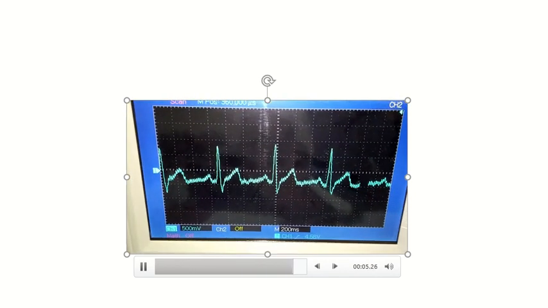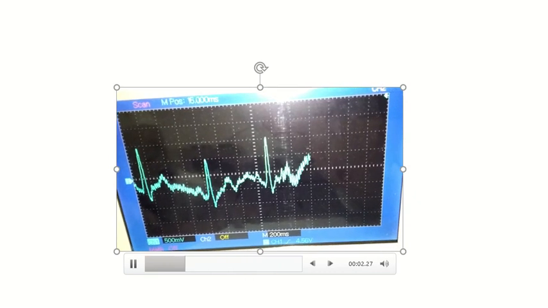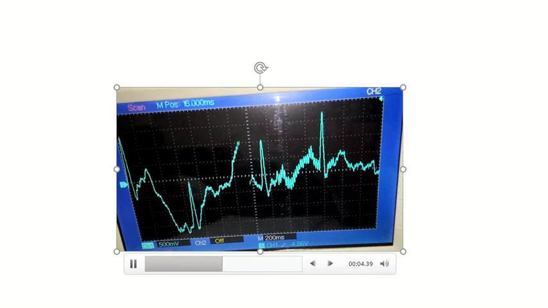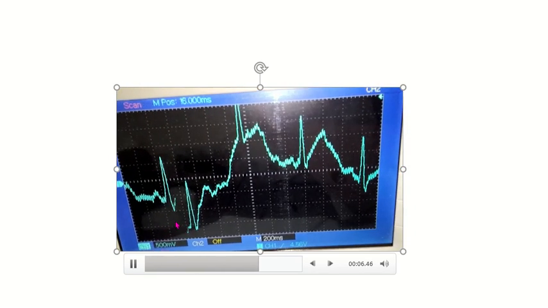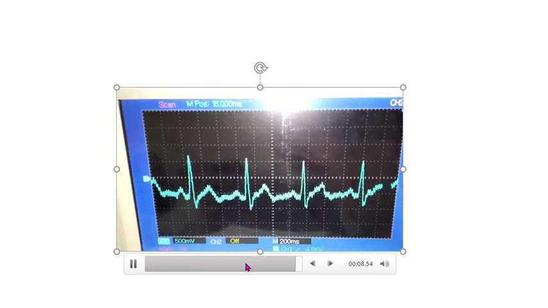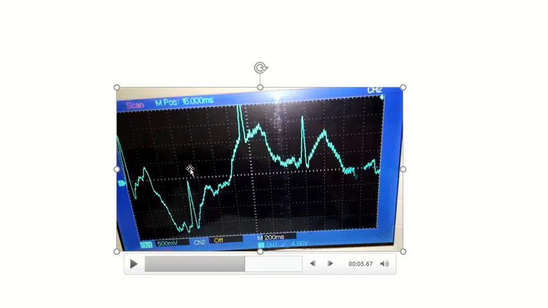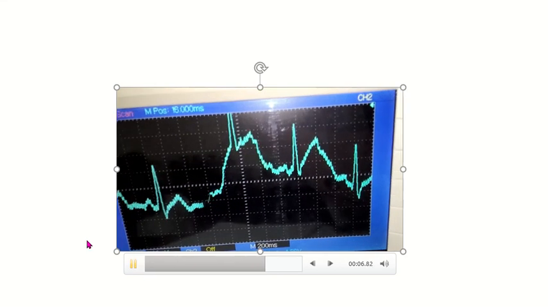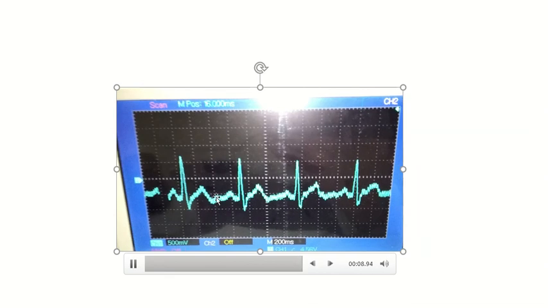So these are the ECG signals from the subject. In this picture you can see that there were artifacts. Let me show the artifacts. This particular signal shows the movement artifact when the subject was moving, and when the subject is still, with no movement, you can see the pure ECG signals which were recorded.